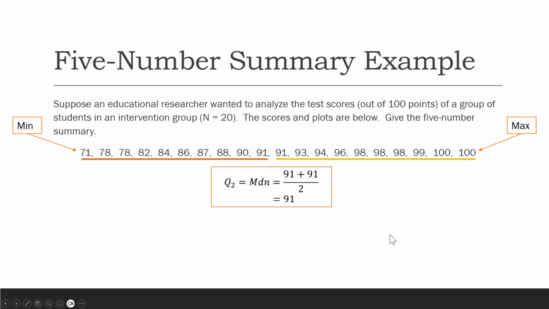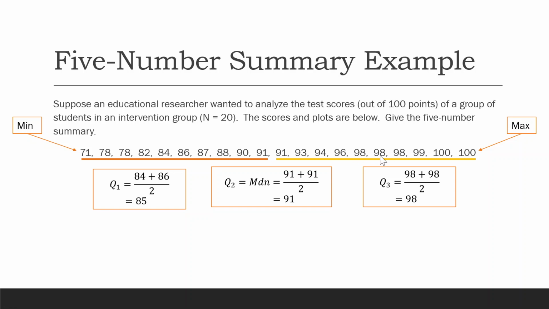If I find the median of the lower half, well, there's 10 observations. Oh, that's even again. So if I count to find my 2 middle numbers, they will be 84 and 86. Average those, and my median would be 85. And then if I go to the 5th and 6th positions here, because that's 10 observations, I add those 2, divide by 2, and I get 98 as that value. So Q1 is 85 and Q3 is 98. Now I have all of the values that make up my 5-number summary.